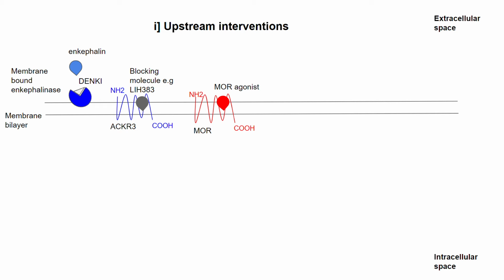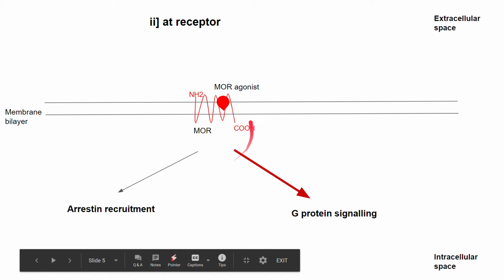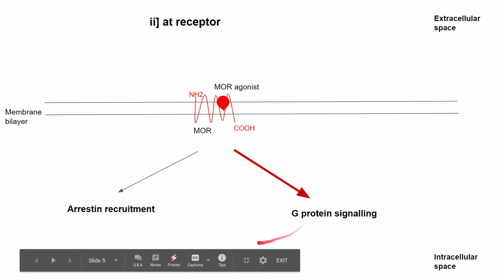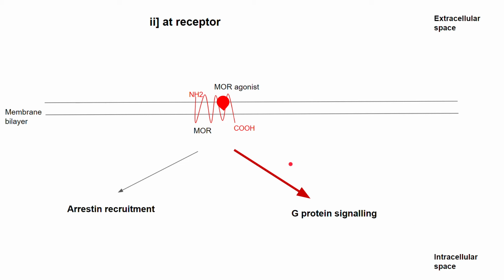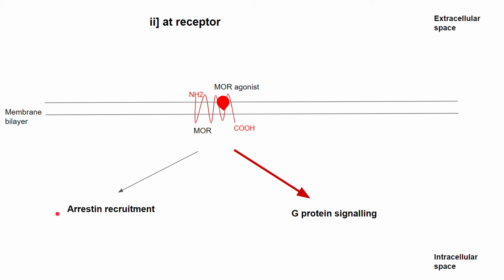So that's the upstream interventions. If we look at the receptor now, there's a lot of research efforts going into trying to produce biased ligands. So this is based on this idea that if you can produce an agonist which selects for certain signaling pathways and not others, then you might be able to select for certain effects. It's thought that G protein signaling is mostly responsible for analgesia, whereas arrestin recruitment is more responsible for withdrawal and tolerance and dependence and things like that.